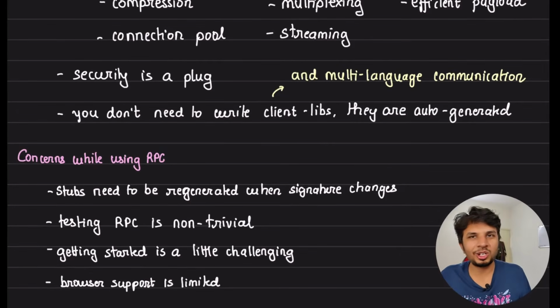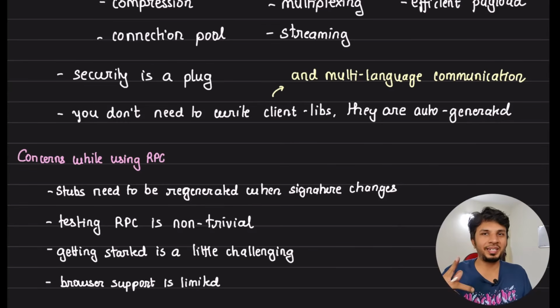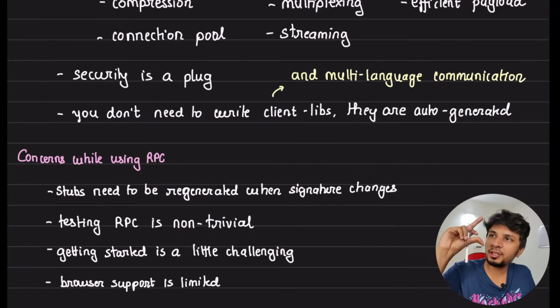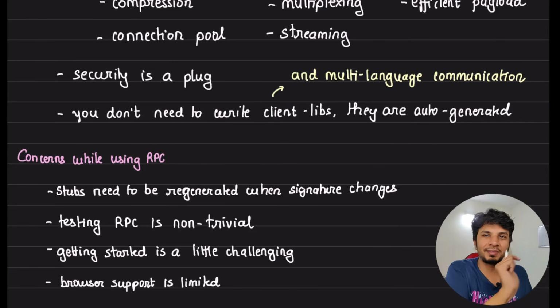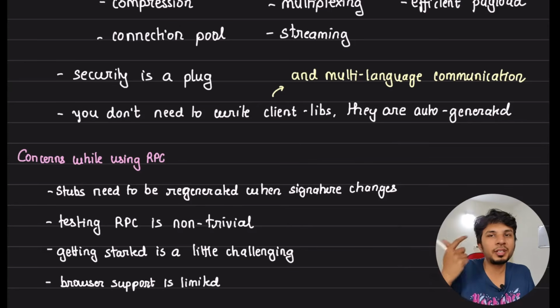Now obviously, grass is not always green. What are the concerns while using RPC? So stubs need to be regenerated whenever the signature changes. This is one big thing that you always have to think about: if let's say you defined your proto file with some methods and some members in it, and you change something, now this change needs to be percolated on both the services, for example, authentication service and notification service. So whenever something changes on the stub, everything needs to be redeployed. But that is still okay because it's just the generator that would do that part, but still you would have to redeploy your service.